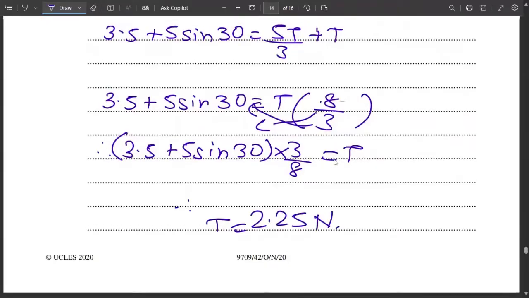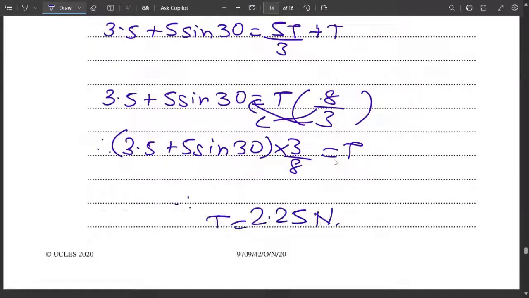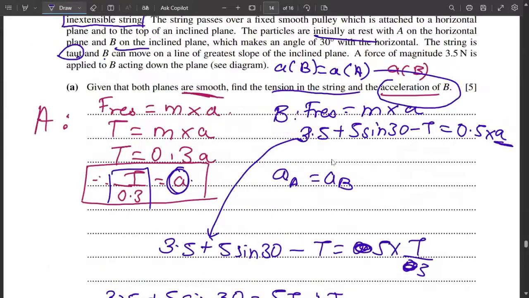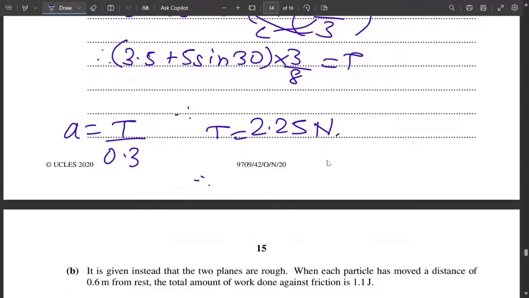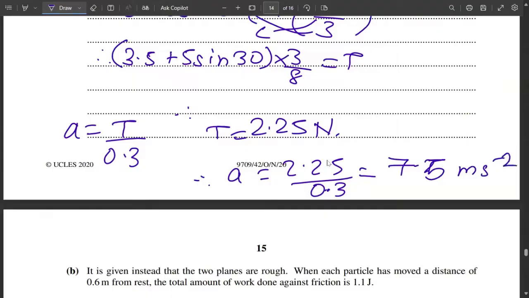And what about the acceleration? Acceleration will be a piece of cake now because A is T upon 0.3. Therefore, here we have already proved it. A equals T upon 0.3. Therefore, A is 2.25 upon 0.3. And so 2.25 upon 0.3 will give me 7.5 meter per second square.